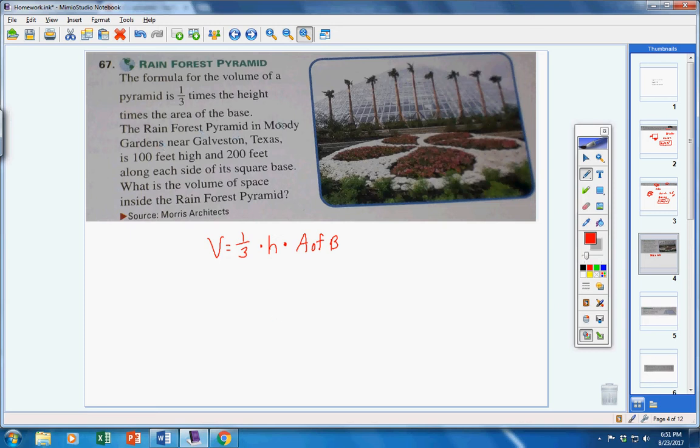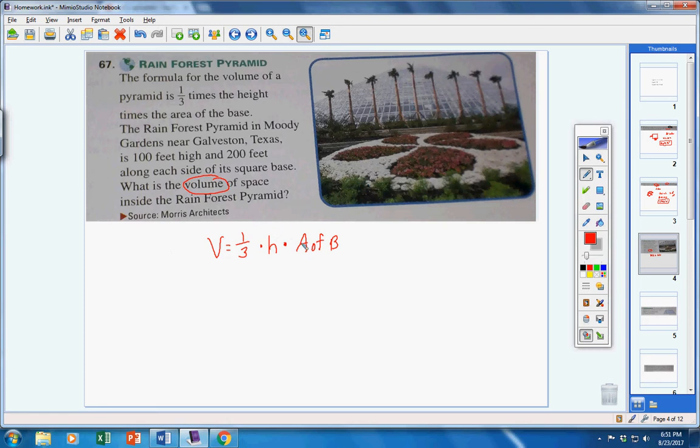The Forest Pyramid in Moody Gardens near Galveston, Texas. Now look at that thing. Looks beautiful, doesn't it? That's really cool. I would like to see that someday. It's a big glass pyramid. It's 100 feet high and 200 feet along each side of its square base. What is the volume? So, we're going to try to find the volume of this pyramid.